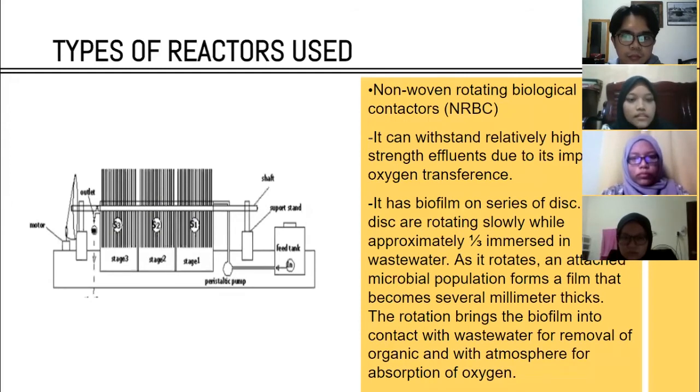Next, types of reactor used. First, we have the rotating biological contactors, or RBC. It can withstand relatively high strength effluents due to its improved oxygen transference, and it has biofilm on a series of discs. The disc will rotate slowly while approximately one-third immersed in the wastewater. As it rotates, an attached microbial population forms a film that becomes several millimeters thick. The rotation brings the biofilm into contact with wastewater for removal of organic loads, and then the rotation will bring the biofilm into contact with the atmosphere for the absorption of oxygen.